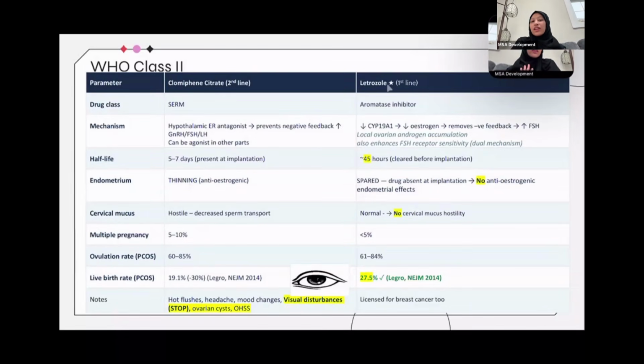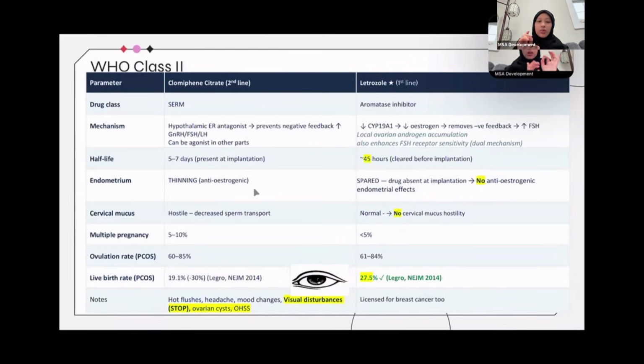In studies, they found that letrozole had a higher live birth rate, while ovulation rates were similar, but live birth rate is the most important. It's higher because letrozole does not have the effects that clomiphene citrate has on the endometrium. So the endometrium is spared, there is no thinning, no cervical mucus thickening, because it is being cleared by the time implantation happens. So it's not there in the body anymore to cause these effects, right?